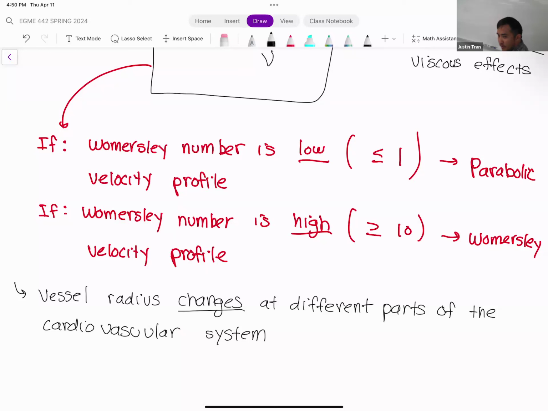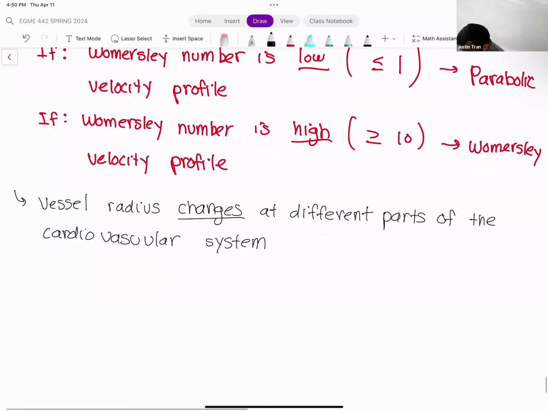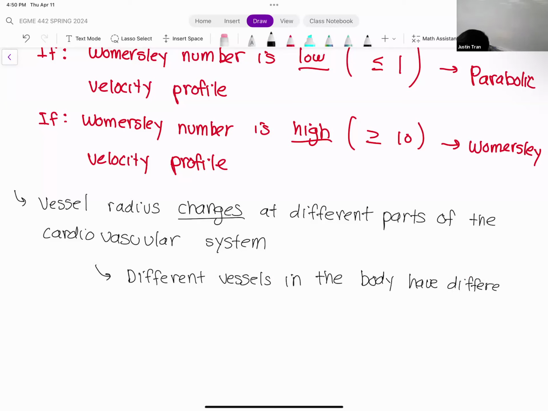A lot of you are seeing this in a hands-on way with your models. Most of you have a bigger vessel that anchors your model, like the aorta or maybe the vena cava. And then as you branch out, the vessel radius starts to get smaller. We saw this in various parts of this class as well. So what that means is that even if you're at a relatively steady heart rate, the different vessels in your body are going to have different Womersley numbers. And if they have different Womersley numbers, that means they have different shapes of their velocity profiles.